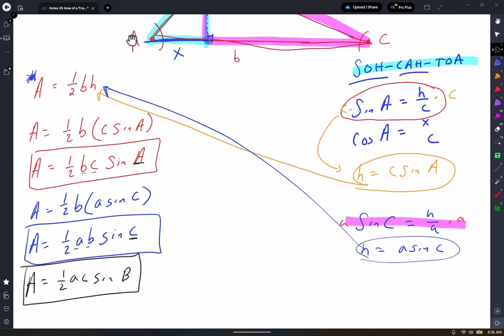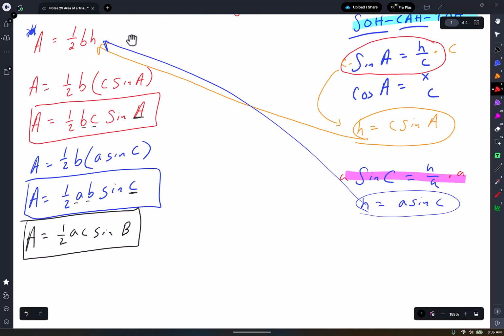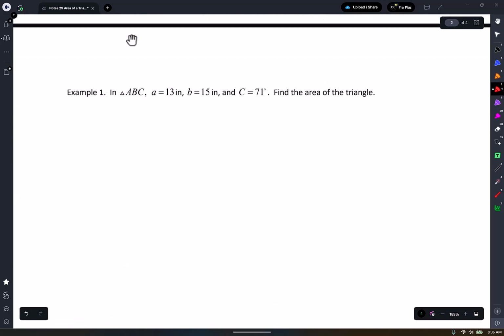How are we feeling? Nothing crazy, right? Okay. Now all we're going to do is just use this. Cool? Yes. So flip the page.